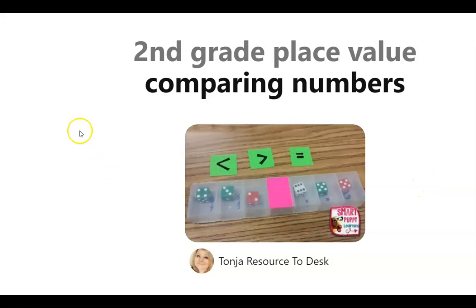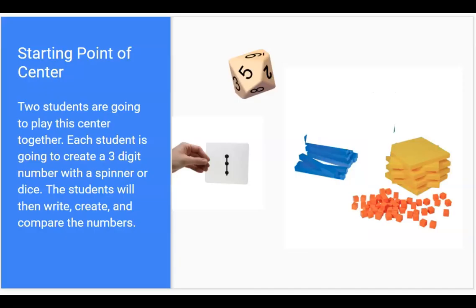So just check out what you want to, think about what you want to do and have some starting point, but you don't even have to have a starting point as far as a resource. But if you do use somebody's idea, then you want to make sure you give them credit for it. So my starting point is basically two students are going to play this center together, and each student is going to create a 3-digit number with a spinner or a dice, and then the students will then write, create, and compare the numbers. So that's just my starting point.